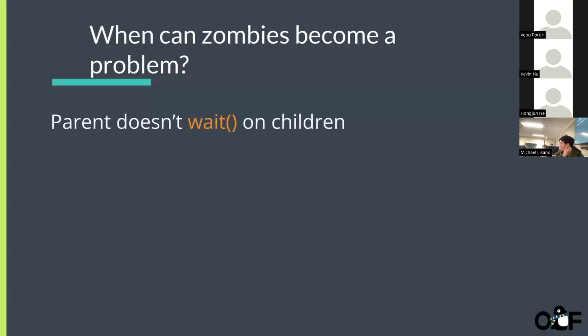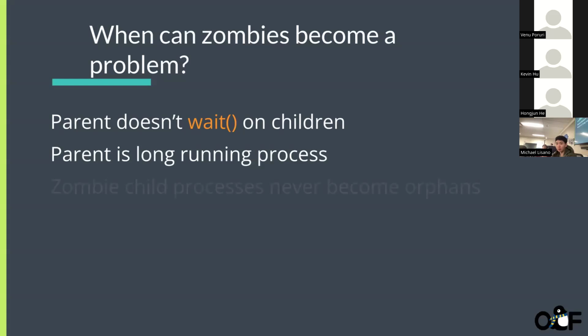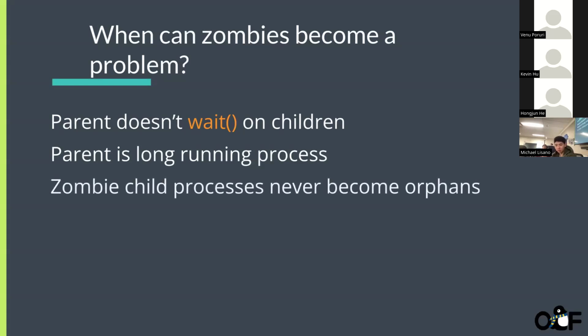So first of all, when can zombies become a problem? First, when the parents do not wait for their children. Second, the parent is a long-running process. And the third is that zombie child processes never become orphans, in which case we have resource leakage.